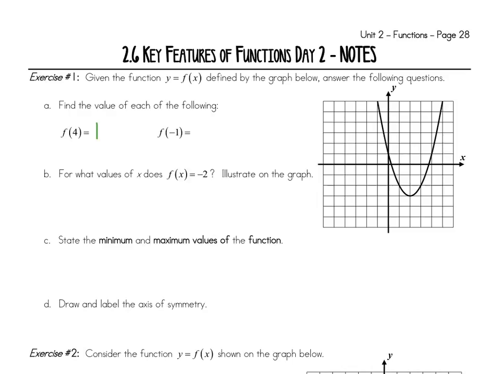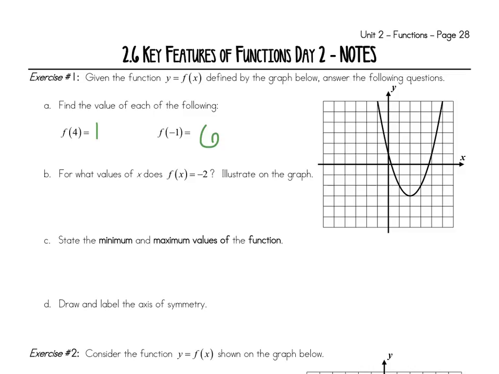Next, I need to find f of negative 1. So when x is negative 1, what is my y value? So negative 1, and notice how I have to go up 1, 2, 3, 4, 5, 6 spaces. So f of negative 1 is positive 6. Part B says for what values of x does f of x, or y, equal negative 2?